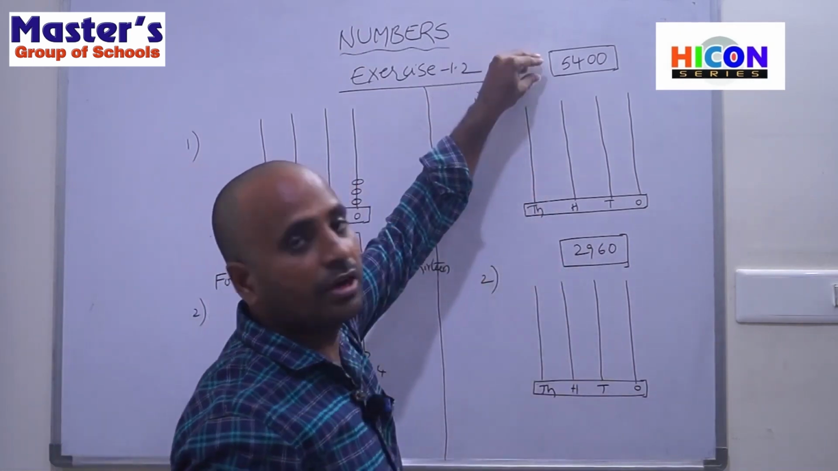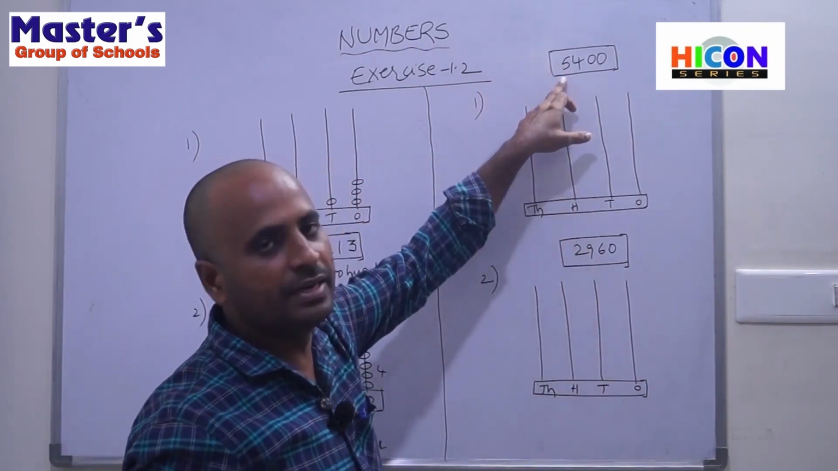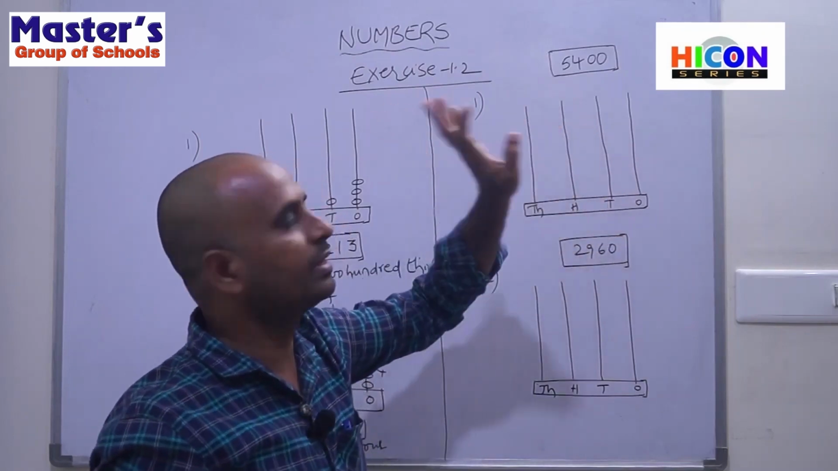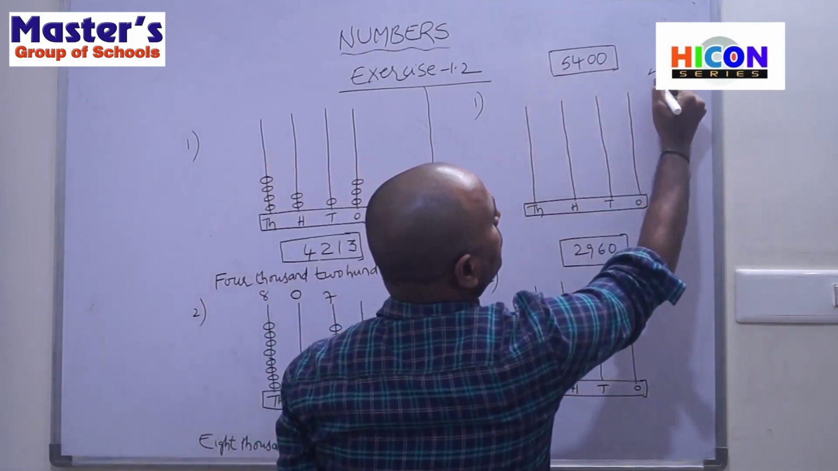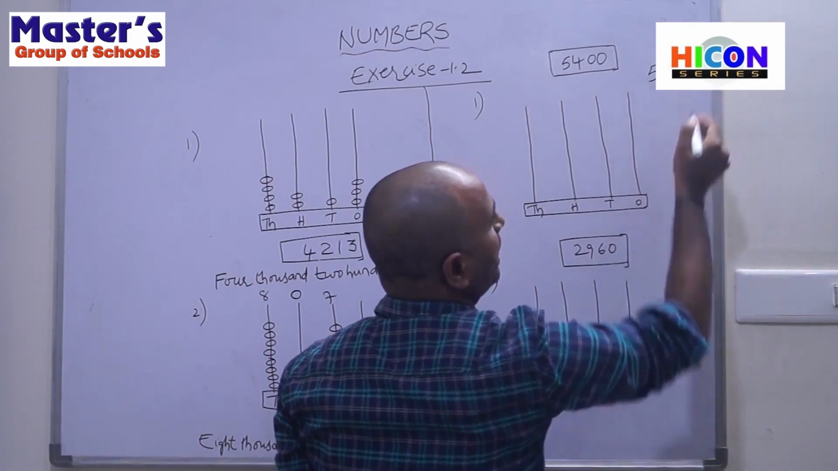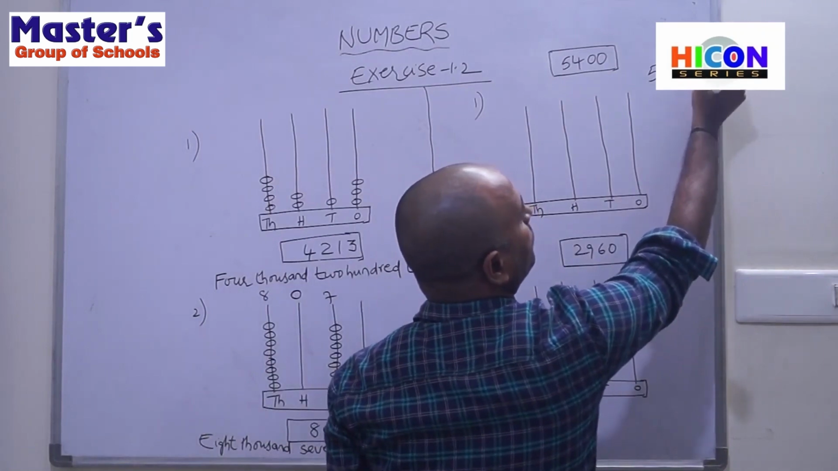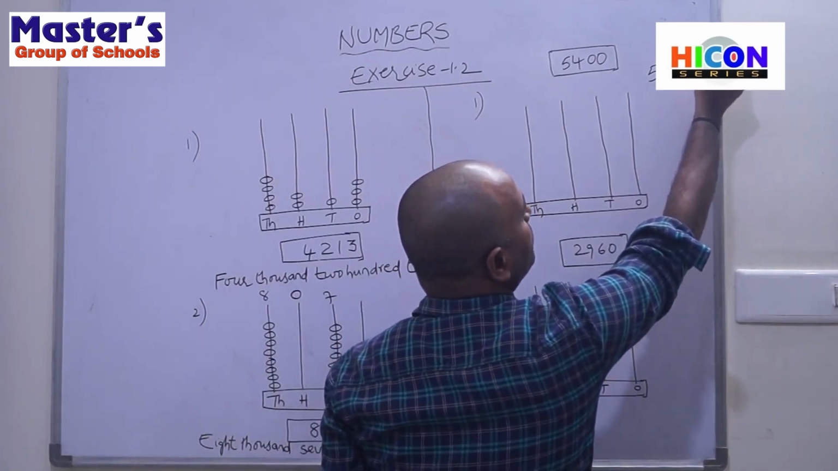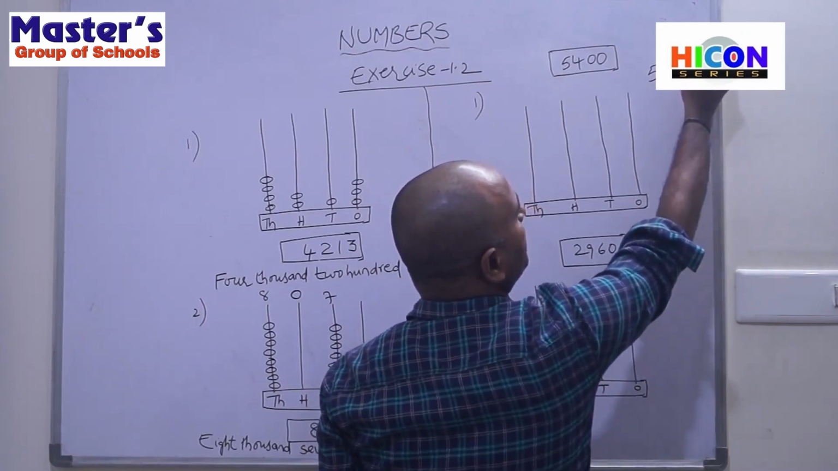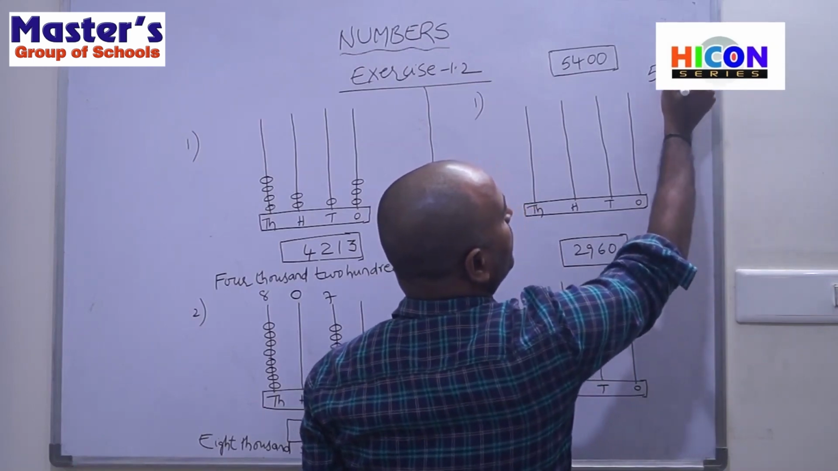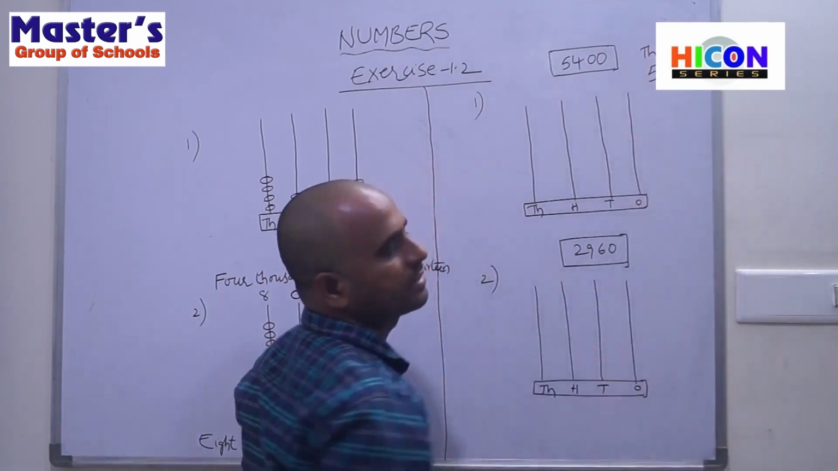Here we have to draw the beads on the sticks according to the given number. Here the given number is 5400, and write the places for each digit. 0 is present in ones place, 0 is present in tens place, 4 is present in hundreds place, and 5 is present in thousands place.